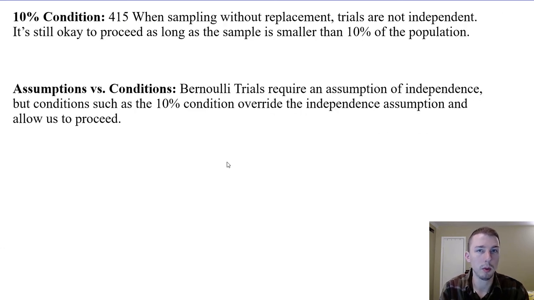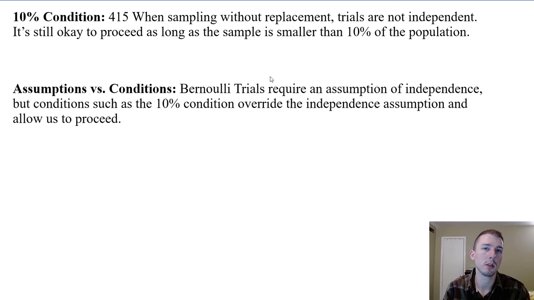All right, 10% condition. Okay, so when we're sampling without replacement, like for instance pulling marbles out of a jar or something like that, we would have success or failure, but every time we remove a marble and we don't put it back, the probabilities are changing. So technically it's not independent. So we can actually override that with something called the 10% condition. So this has to do with sampling without replacement when we're talking about Bernoulli trials here. As long as we're sampling less than 10% of the population, it's okay because the probabilities are going to change, but the difference in the probabilities is going to be really small.